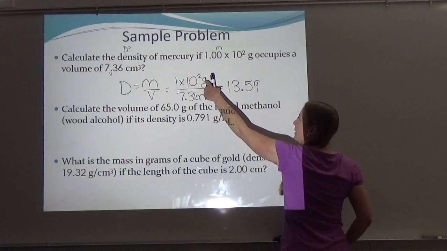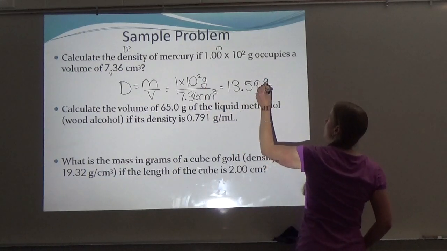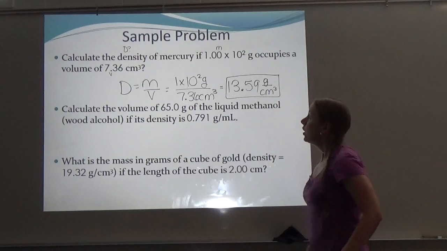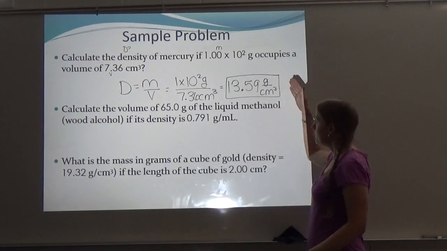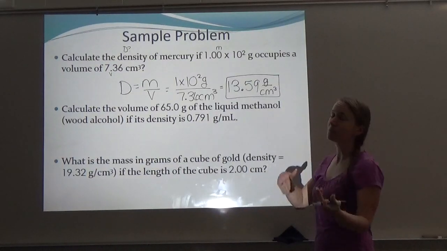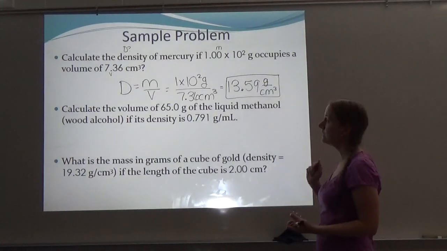And then my unit would be grams per centimeter cubed. Density will always have double units. It could be grams per centimeters cubed, it could be grams per milliliter, it could be kilograms per meters cubed, but you'll always have double units.